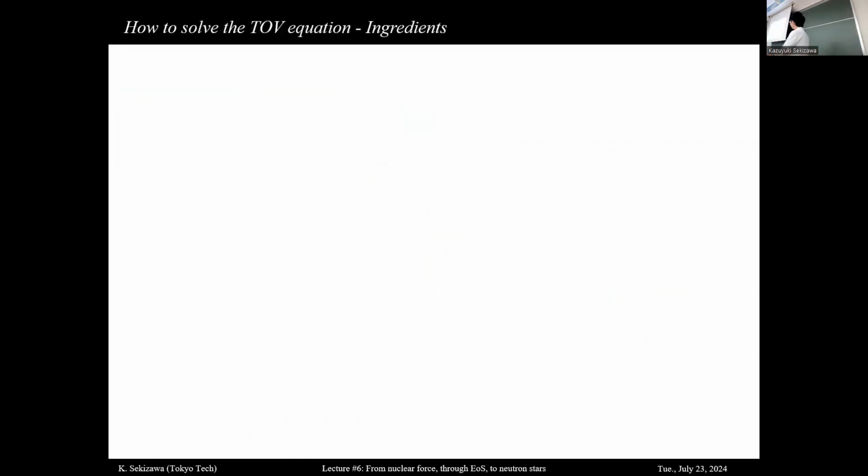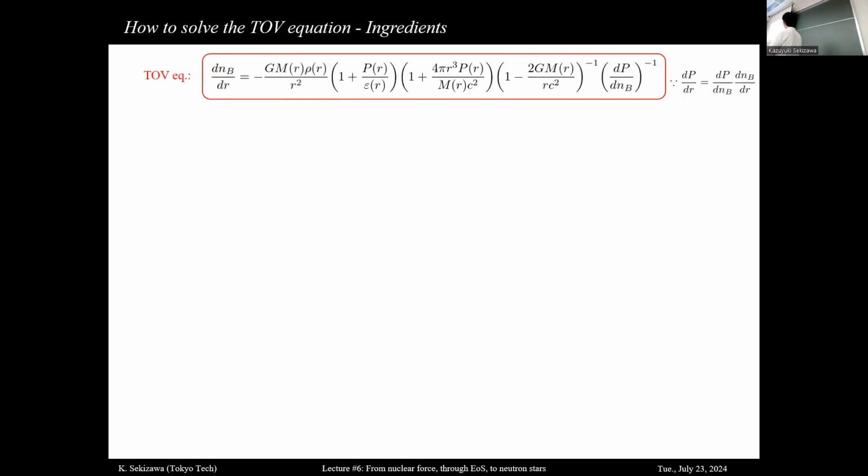Okay, and then, I just explained how to solve the TOV equation. I will go quickly, probably. So here I just rewrite the TOV equation a bit through this condition. Using a chain rule, I replace the left-hand side d/dr, and I just moved this factor to the right-hand side.